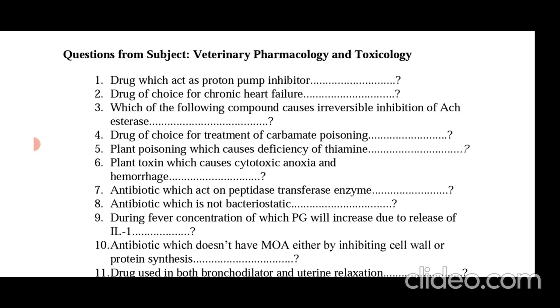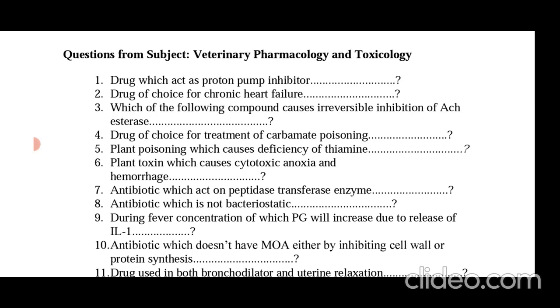Plant poisoning which causes deficiency of thiamine is Pteridium species. Plant toxin which causes cytotoxic anoxia and hemorrhage is Datura species. Antibiotic which acts as peptidyl transferase enzyme inhibitor is cephalosporin. Antibiotic which is not bacteriostatic is penicillin.